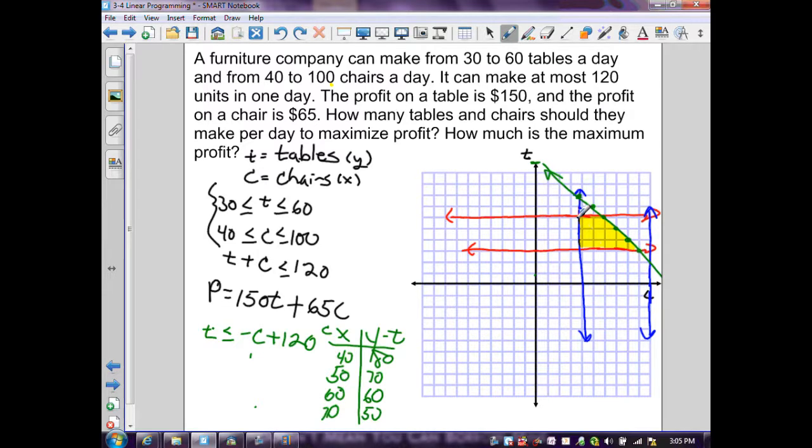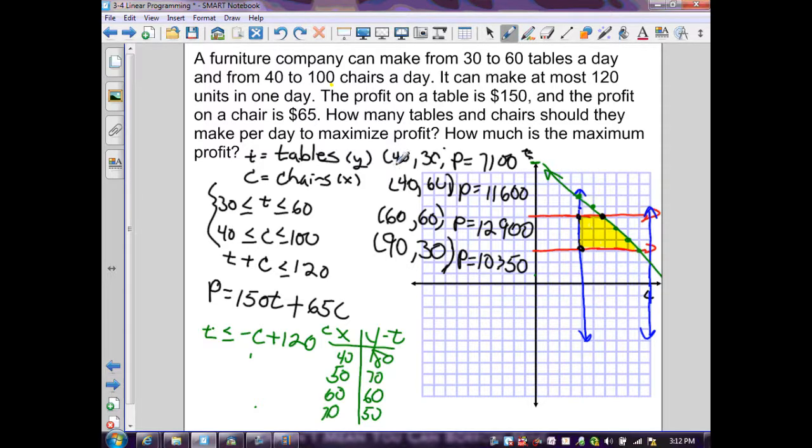Now that I have my feasibility region, I can use the vertices to find the max for my objective function. My ordered pairs for those vertices are going to be 40, 30; 40, 60; 60, 60; and 90, 30. Recall, I substitute these values into my objective function and determine the max and min. Now we take those ordered pairs, substitute into the objective function, and determine the maximum.